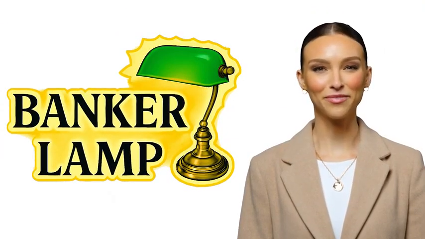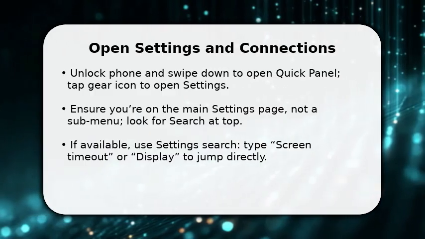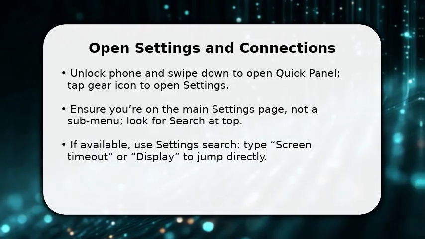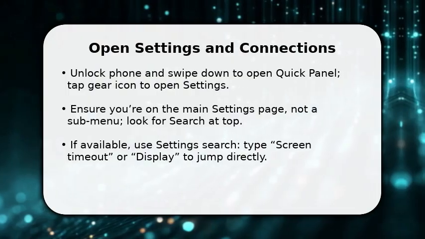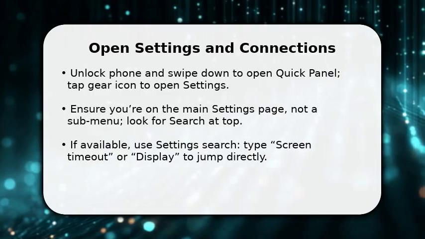Please enjoy the video. You'll start by opening Settings so you can change display behavior system-wide. Unlock your Samsung and swipe down, then tap the gear icon. Once in Settings, make sure you're at the top level rather than inside a specific app's settings.